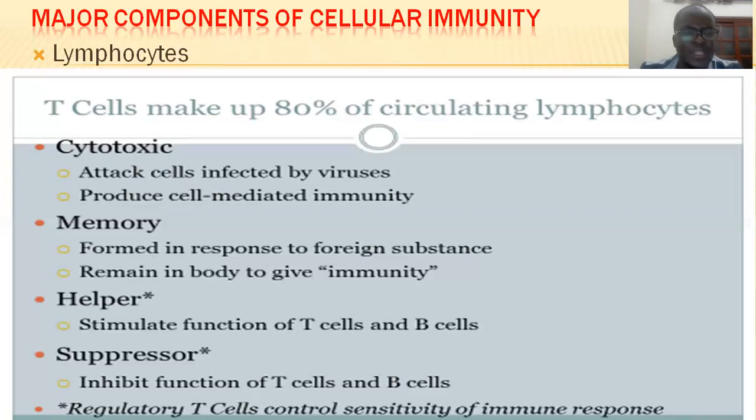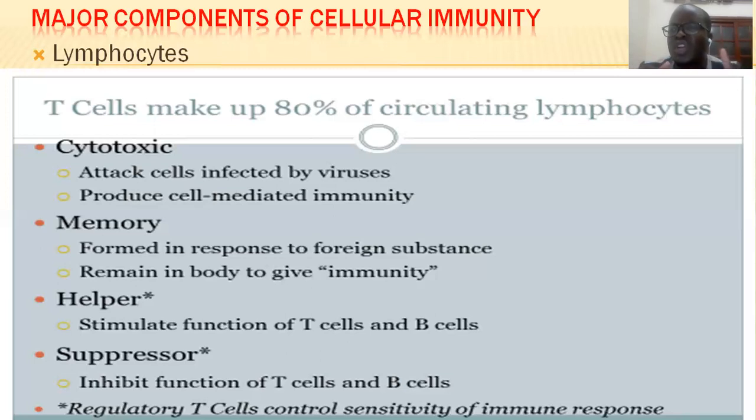Then we have suppressor T cells. The suppressor T cells are more like regulatory T cells. They are going to regulate the function of other T cells. They're going to inhibit the proliferation, differentiation, and also the functions of the T cells. For instance, after infection, there is a lot of proliferation and activation of T cells, then they'll go to the site of infection. Then you have a more specific kind of defense against that pathogen.